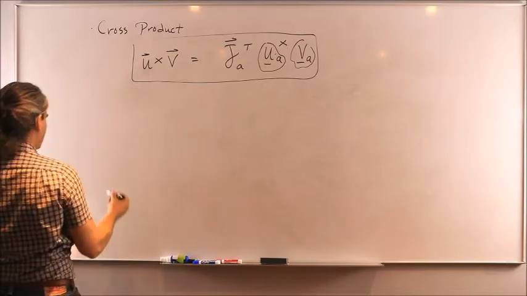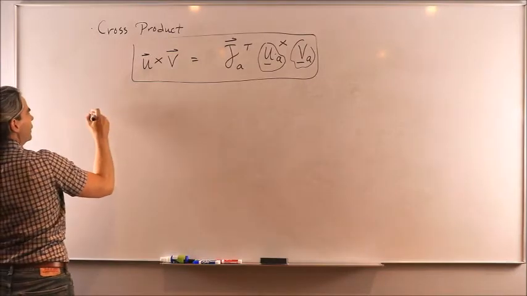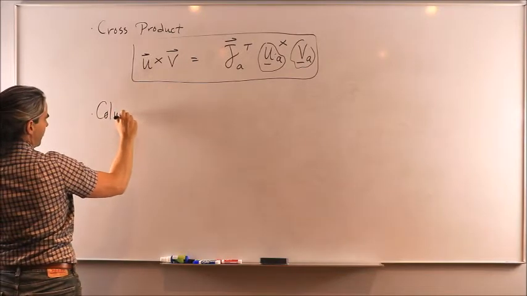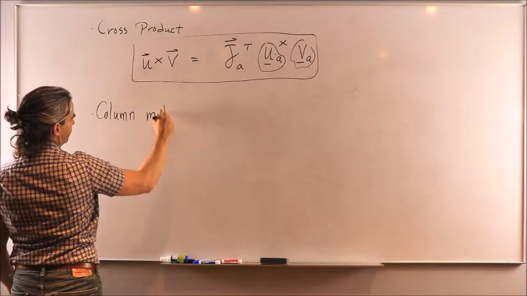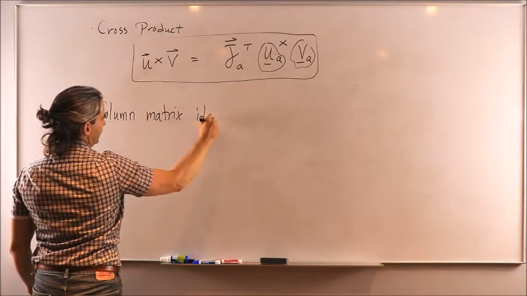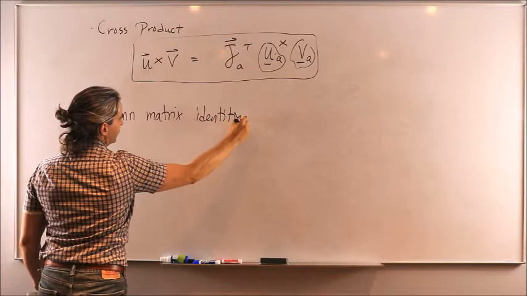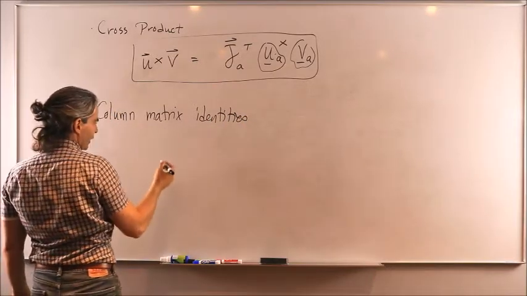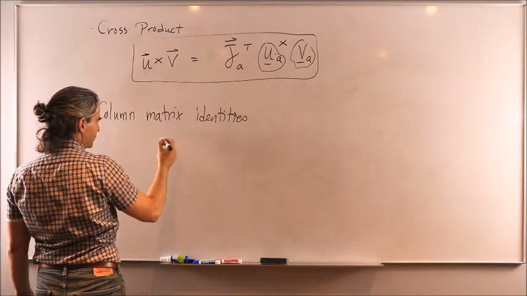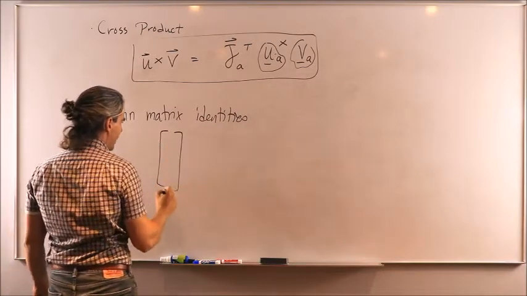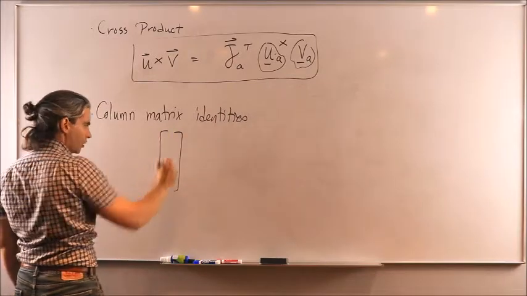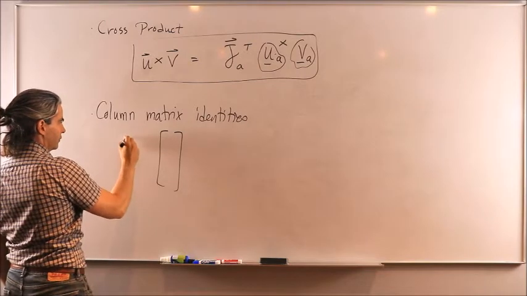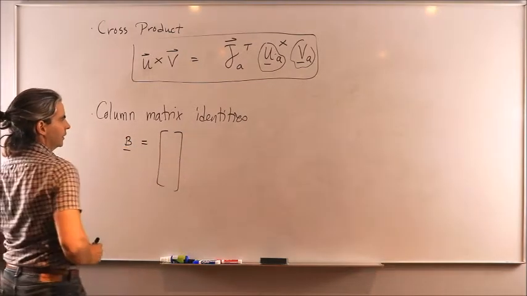Okay, next up are some identities that are very important. So, column matrix identities. When I say column matrix, I refer to any column matrix, so a matrix that has n rows and one column only. So that has this format. And that could be whatever matrix you can think of.